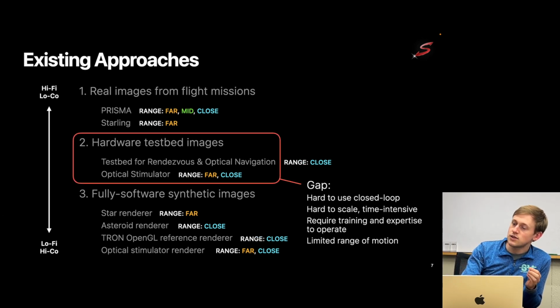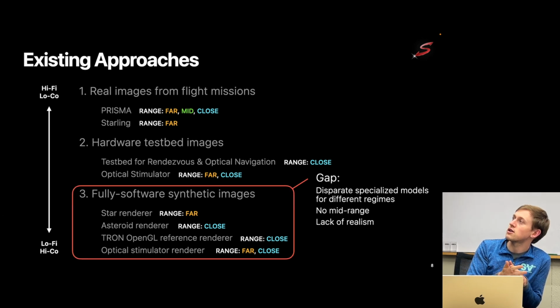For our hardware test beds, some of their biggest limitations are the fact that they have a limited range of motion. For example, with TRON, you just can't get any farther than the geometry of the room. In general, they're hard to use closed loop, as people working on RPO hardware-in-the-loop know. And they're hard to scale. They're time intensive and they require people to get trained and build expertise using the systems. It's not something you can broadly share with lots of people to use in parallel.